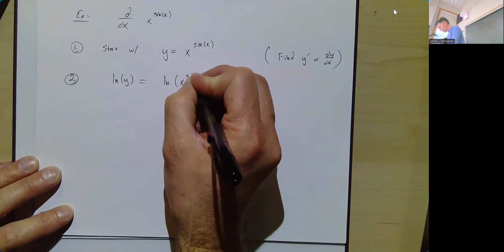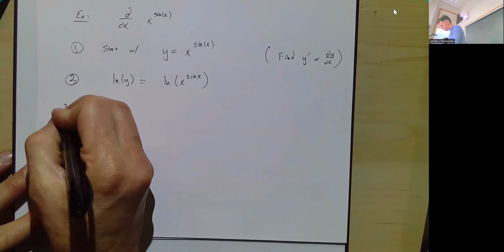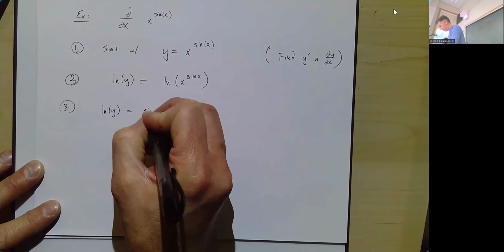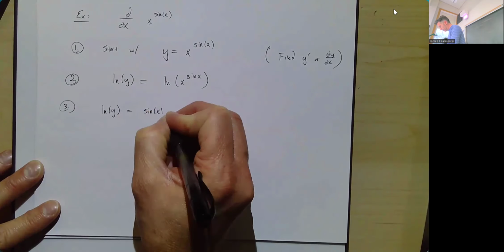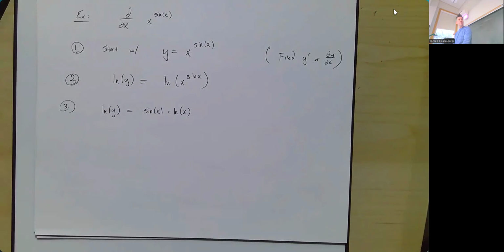And the reason I've taken the natural log of both sides is so that then I can bring that sine of x down in front of the natural log of x. I'm going to rewrite this as the natural log of y equal to sine of x times the natural log of x. And then we're going to differentiate both sides.